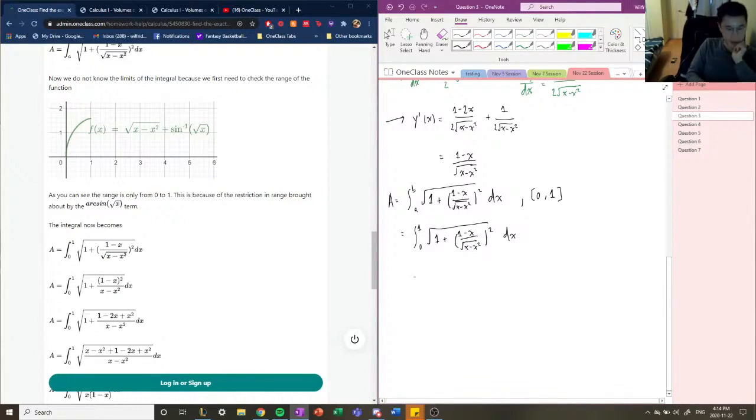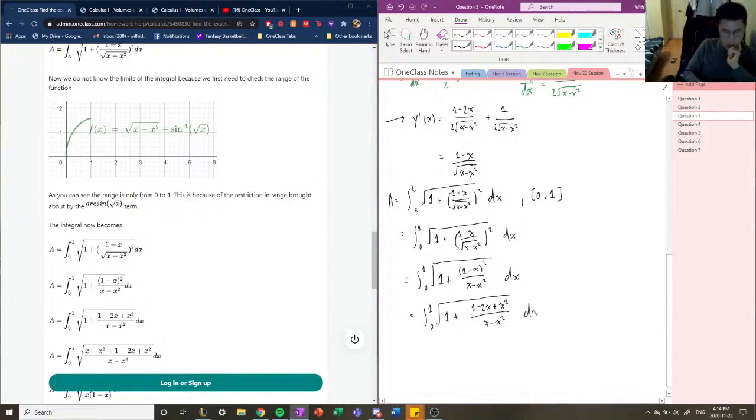We're going to expand this term first. So we're going to try to simplify our whole function in here because it can be simplified. So if we square both numerator and denominator, we get (1 minus x) squared over x minus x squared, root of that dx. Okay? Which is, if we expand, we get 1 plus (1 minus 2x plus x squared) over x minus x squared, all over a root.